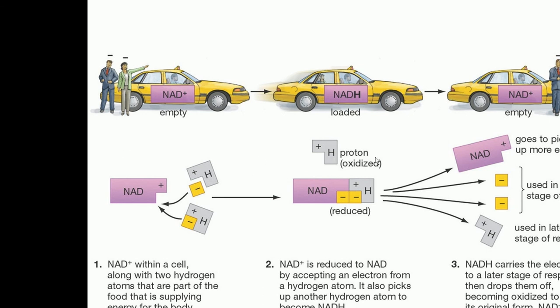And when it releases its electrons, it becomes oxidized again. So when it is accepting electrons, it becomes reduced and forms NADH. When it releases its electrons, it becomes oxidized again and becomes NAD plus.